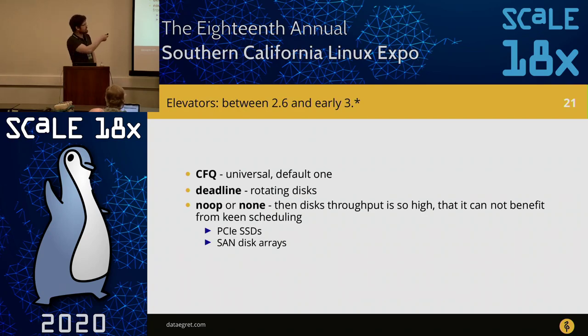We used to use this deadline scheduler for rotating disks, but it's actually not a very good optimization, and it definitely doesn't work for low latency storages like SAN disk arrays or NVMe, PCIe SSDs and things like this. So a very interesting workaround was implemented, called NOP, or none. It's a very interesting approach to scheduling and basically disables all those optimizations. And it was quite a bit more efficient than the previous two.